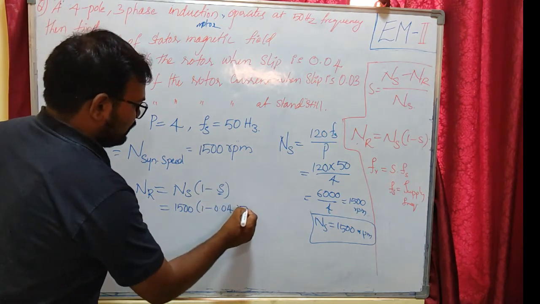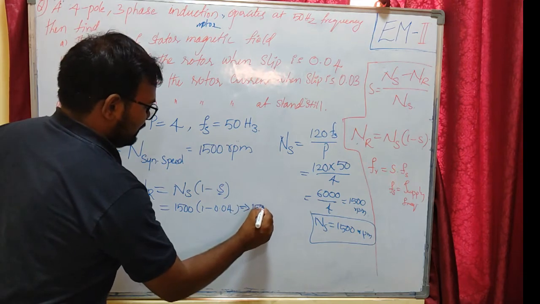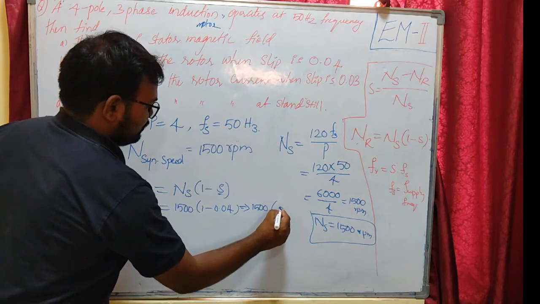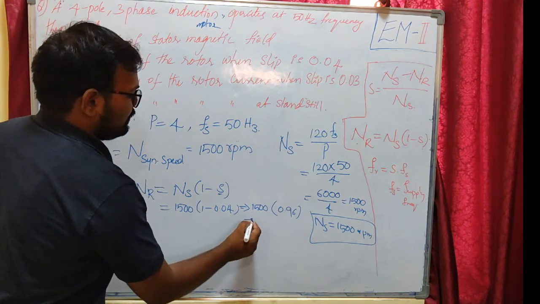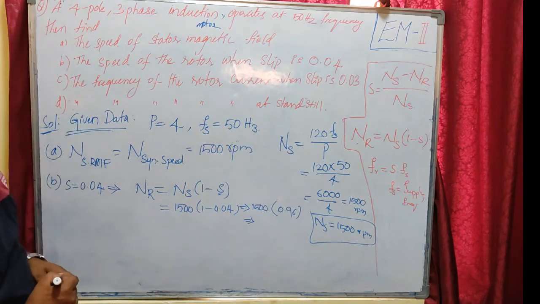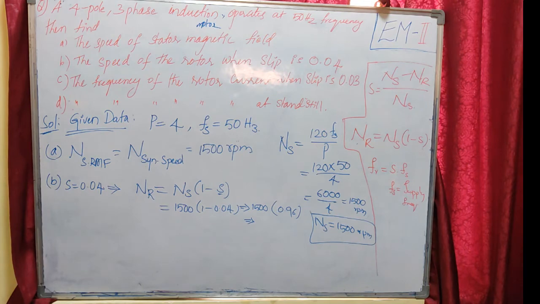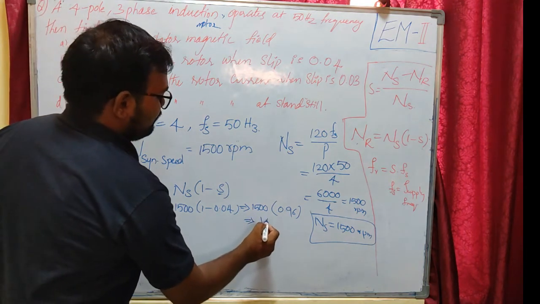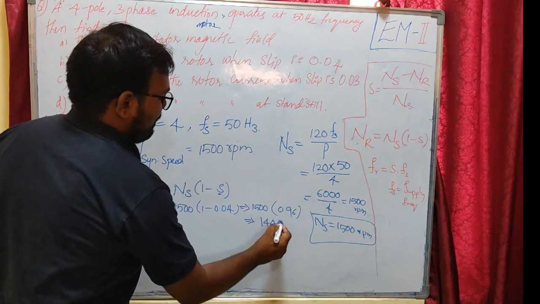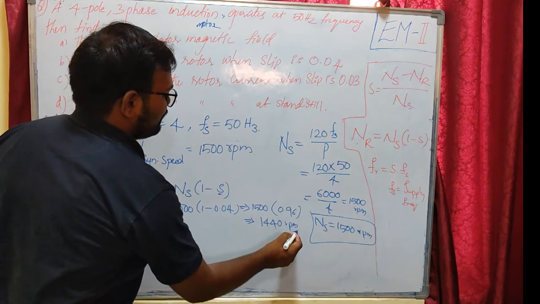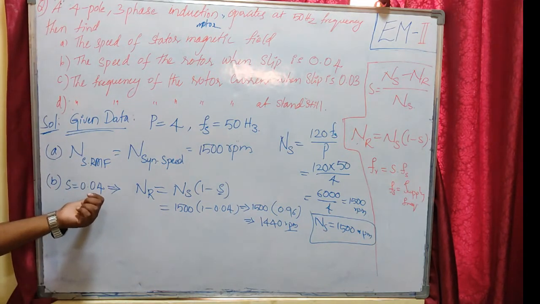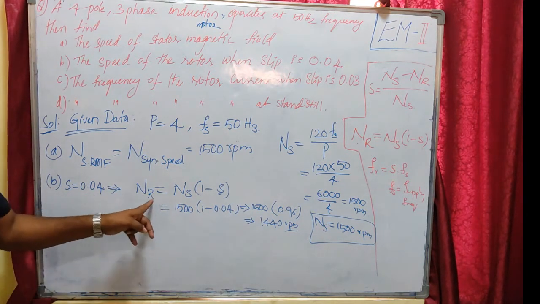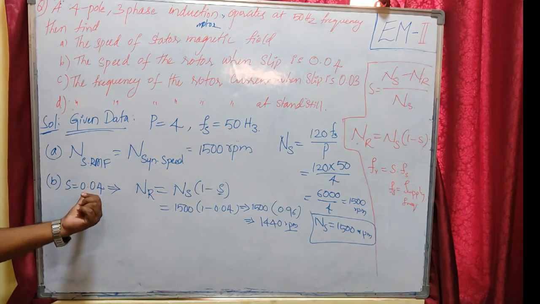So this will be 1500 into 0.96. So what will be its value? Tell me. Which is equal to 1440 rpm. So the speed of our rotor is 1440 rpm. Its slip is 0.04. The speed of our rotor will change if the slip is changed.